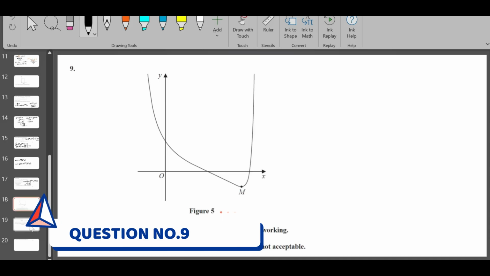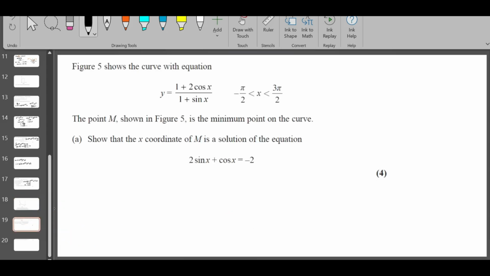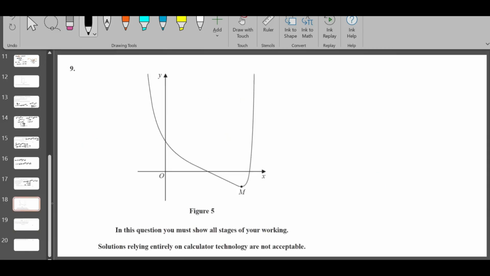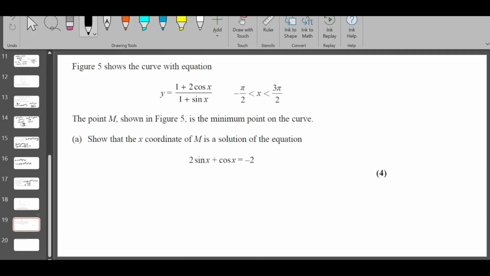That's all. Question number 9. We have a figure 5 given here. Figure 5 shows the curve with this equation. The point M shown in figure 5 is a minimum point. If they ask you to find the coordinates, you need to differentiate the function and equate it to 0. Show that the x coordinate of M is... they don't want you to find the x coordinate, they want you to frame this equation. So you need to differentiate it and equate it to 0.